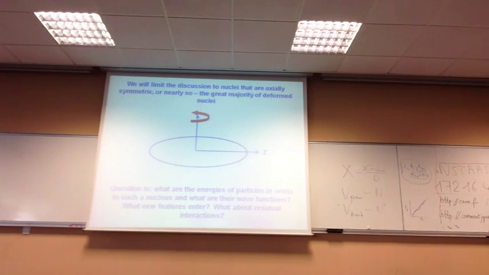It simplifies things. So here you have a nucleus with a symmetry axis Z. It can rotate around this axis, okay? And notice that's perpendicular to Z. That will come in a moment.